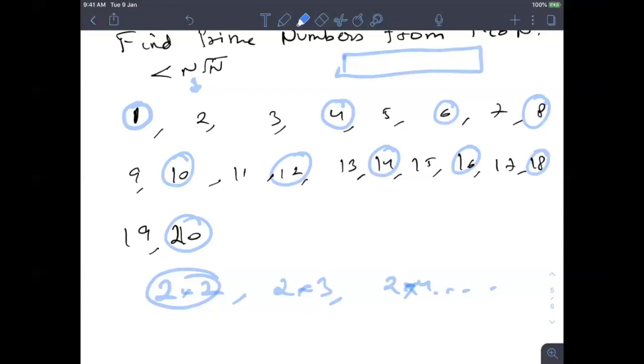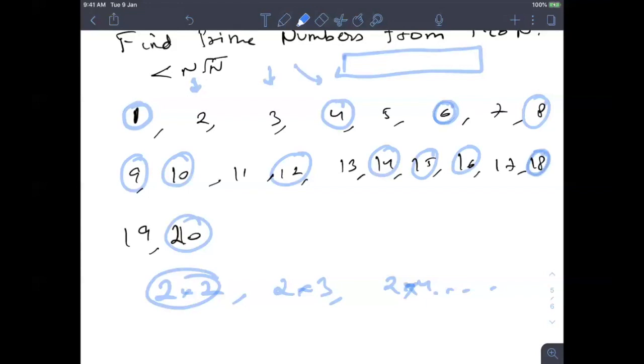Now move further. We are iterating from the beginning. Now we move to 3. So we see there is no circle on 3, so 3 is also a prime number. But again, I'll do the same procedure for 3. I will mark all the multiples of 3 as non-prime. So 3's first multiple is 6, which is already circled. You can circle it again. Then 9, let's circle it. Then 12 is already circled. 15, let's circle it. And 18 is already circled.